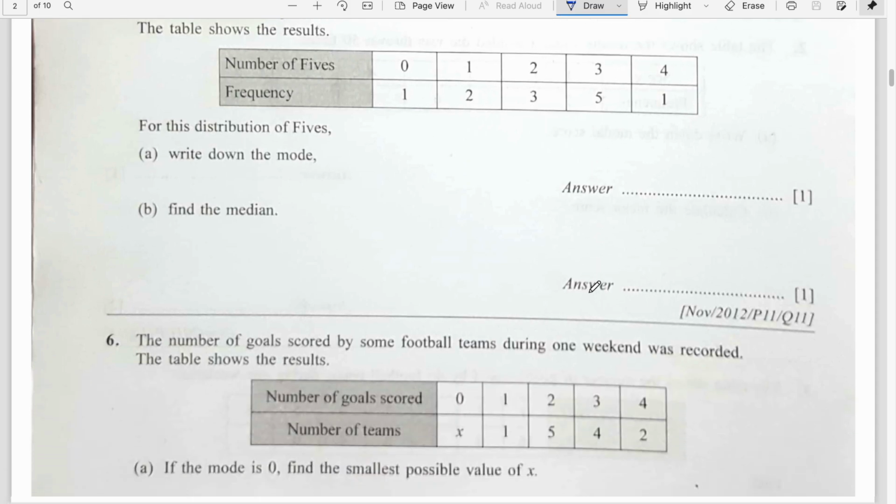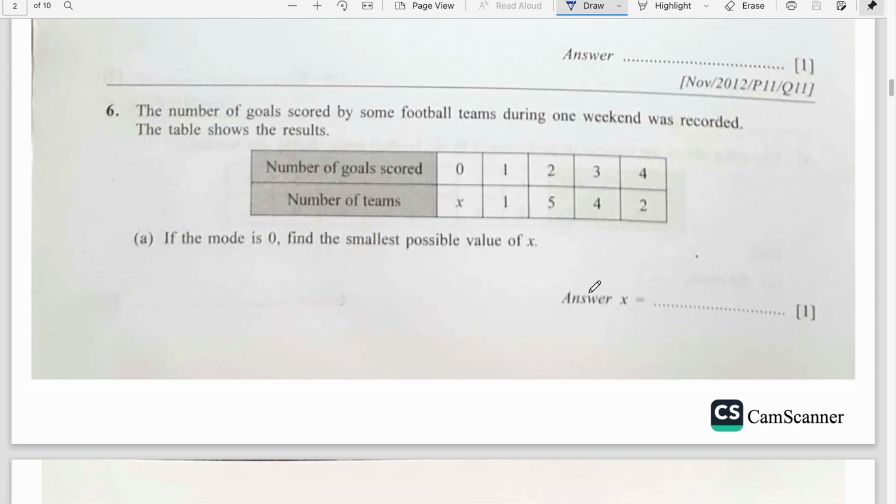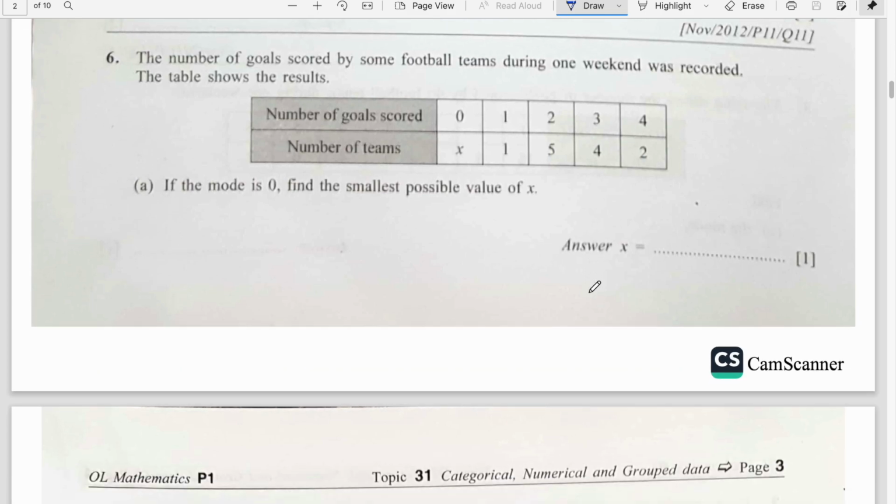So let's move on. Now this is a little different. The number of goals scored by some football team during one weekend was recorded. The table shows the results. If the mode is 0, find the smallest possible value of x. And your suggestions. It will be 6. Is there any confusion? No confusion. It will be 6 so that it has the highest frequency.